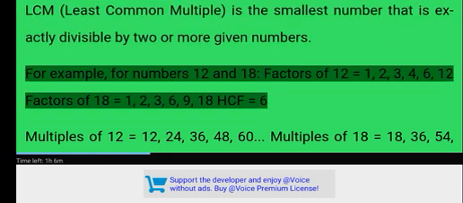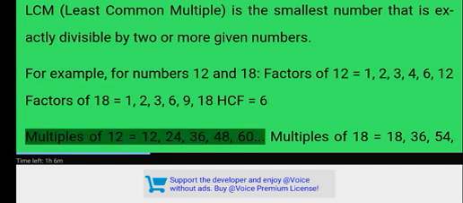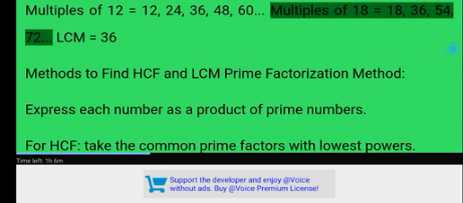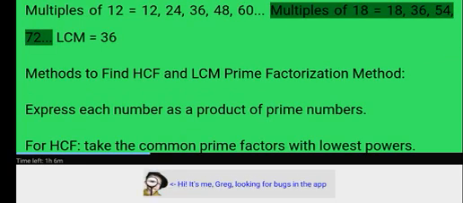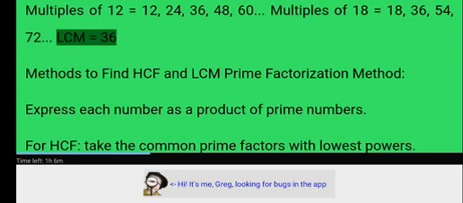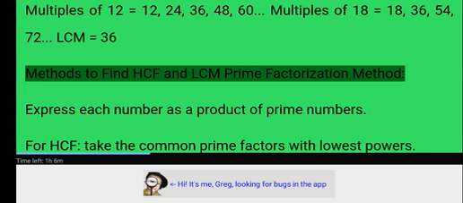For example, for numbers 12 and 18, factors of 12 equal 1, 2, 3, 4, 6, 12. Factors of 18 equal 1, 2, 3, 6, 9, 18. HCF equals 6. Multiples of 12 equal 12, 24, 36, 48, 60. Multiples of 18 equal 18, 36, 54, 72. LCM equals 36.